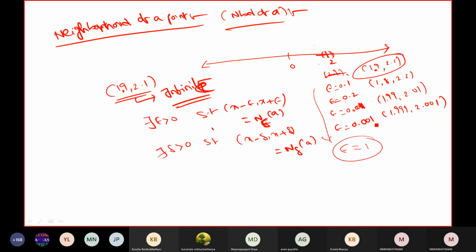So the neighborhood of 2 will be 1, 2, 3. But it is a very high dimension. But don't worry, if somebody requires it, then they will take accordingly.